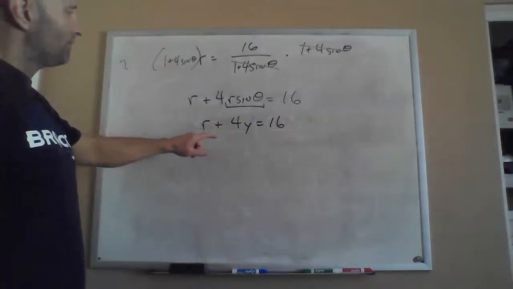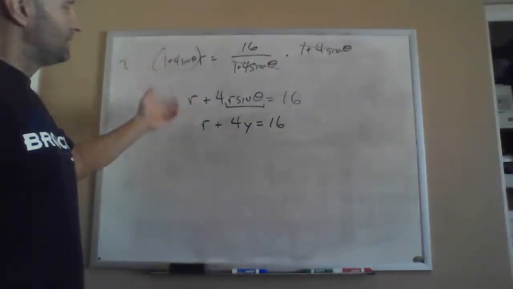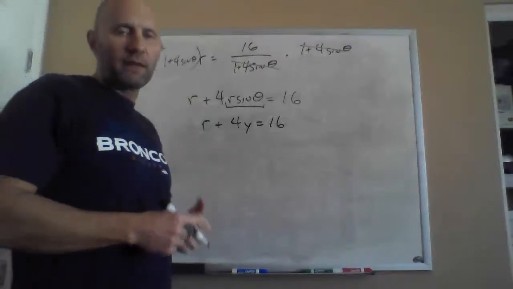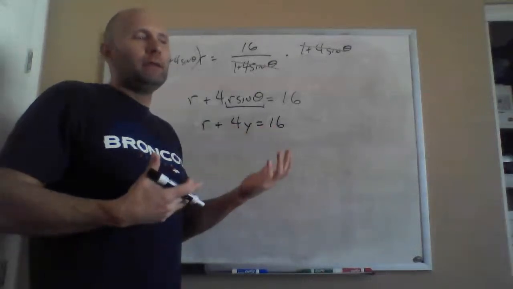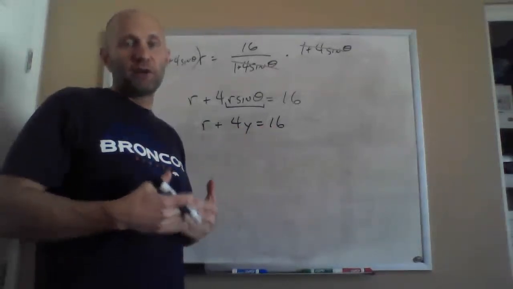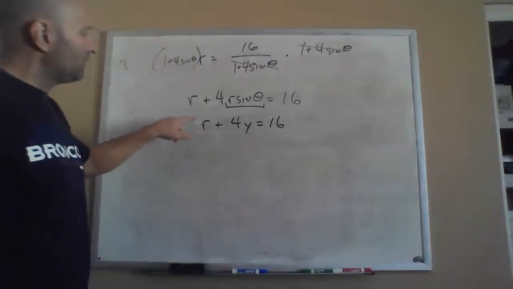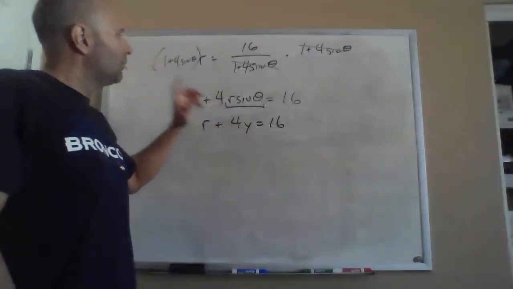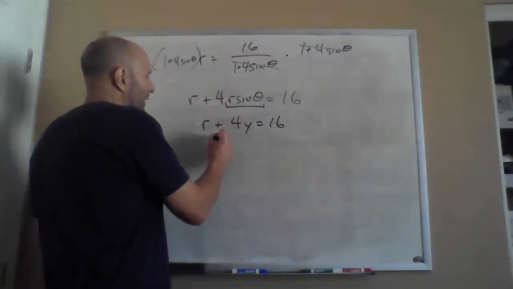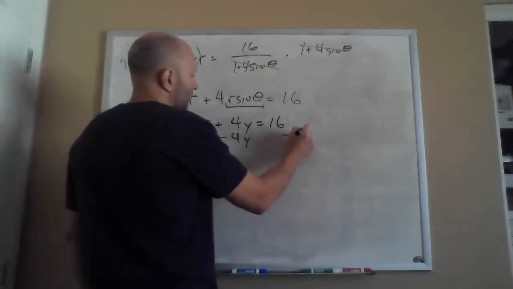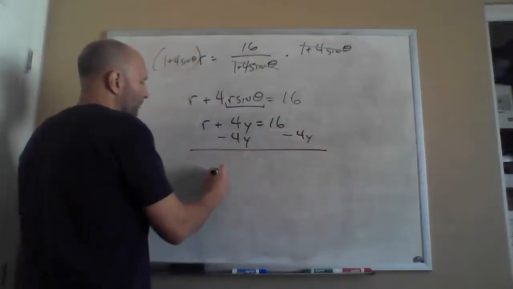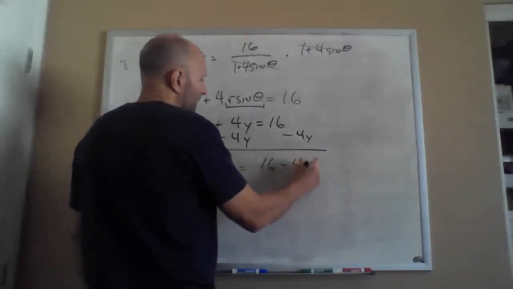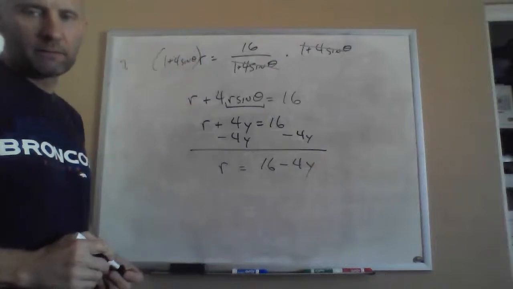So now, the only thing I have left is an r. Yep, okay, good, you guys are getting it. So the only thing I have left is an r, and the only equation I have that has just the r is an r squared. If I try to square both sides at this point, I'm going to end up with a big mess. What I need to do first is get r by itself. So I'm going to subtract 4y from both sides. So I get r equals 16 minus 4y.